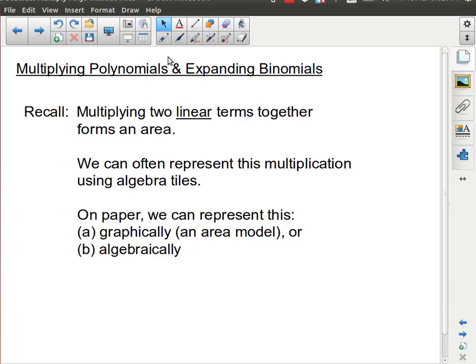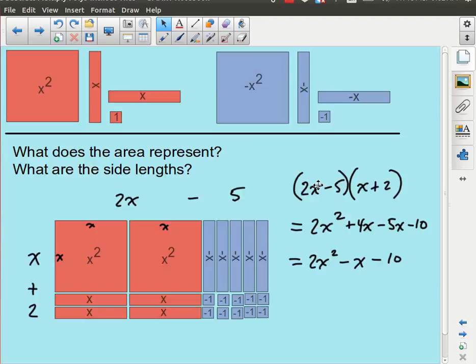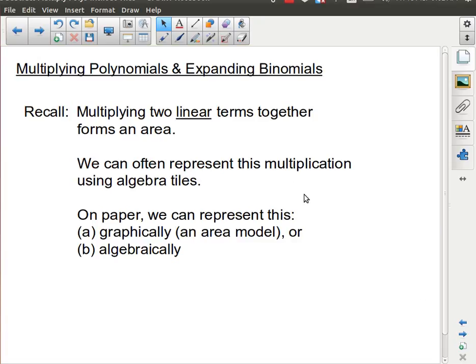Okay, so what we're going to be looking at today is the idea of multiplying polynomials. Polynomials means we have multiple terms, and expanding binomials, that's a specific type of polynomial, the polynomial that has 2 terms in it. So that's what we were doing here. We were expanding a binomial times a binomial. There's a couple of ways that we're going to talk about doing this on paper. I've already shown you how to do this using algebra tiles. So I'm also going to show you a graphical model that you can do on paper, or pure algebra that you can obviously do on paper as well.